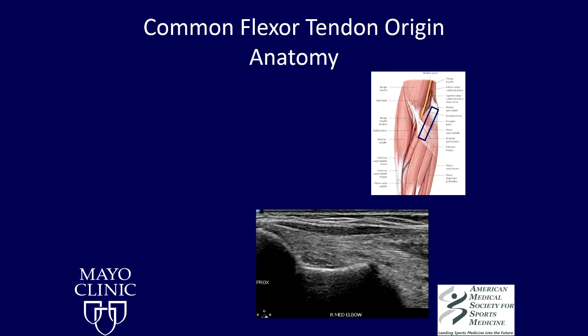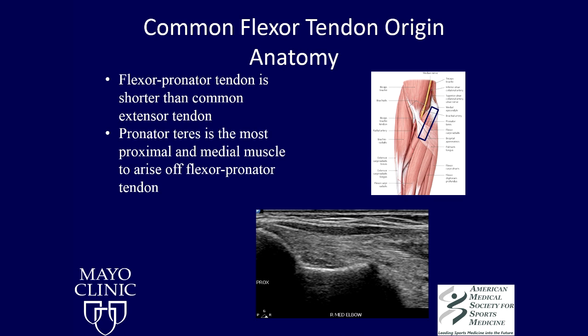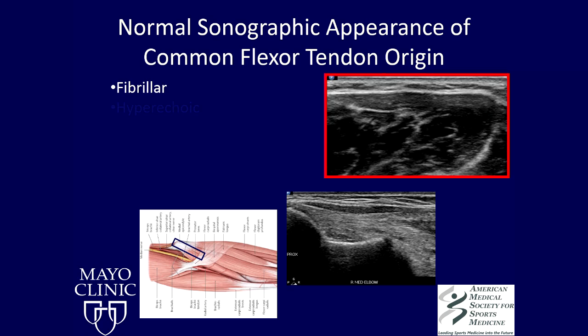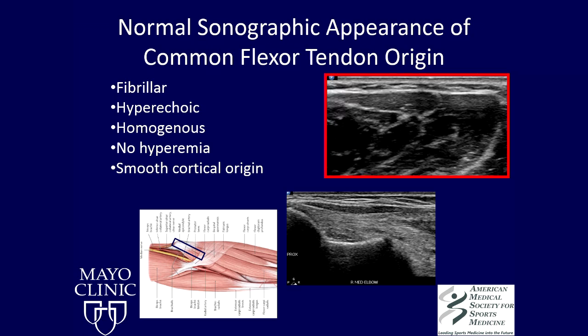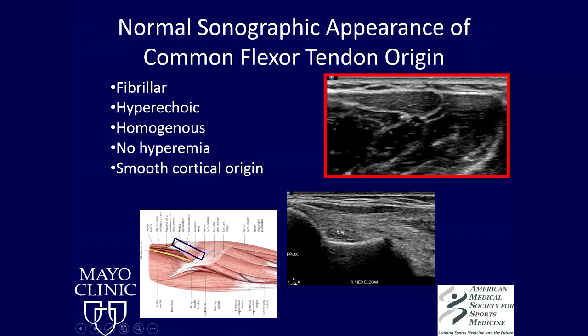Now moving over towards the medial aspect of the elbow, we're going to look at the common flexor tendon origin. The flexor pronator tendon is shorter than the common extensor tendon, and it originates off of the medial epicondylar area. The most lateral aspect and the first muscle to arise off of this area is the pronator teres. The tendons in this area will be fibrillar, hyperechoic, homogeneous, without hyperemia. So here you can see that flexor tendon origin off of the medial epicondyle, extending from proximal to distal.